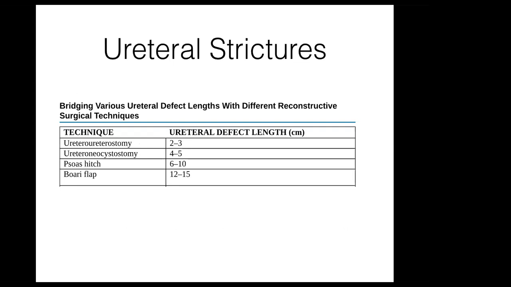We can also identify what type of surgery is appropriate for the patient depending on the defect of the ureter injury or stricture. So for ureterostomy, the usual length of the defect for those cases are defects 2 to 3 centimeters in length. For ureteroneocystostomy, 4 to 5 centimeters. For psoas hitch, 6 to 10 centimeters. And for the Boari flap, 12 to 15 centimeters. Okay, so first I will be discussing ureterostomy.